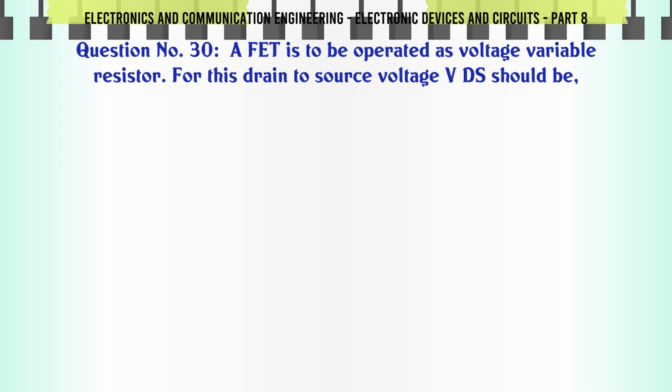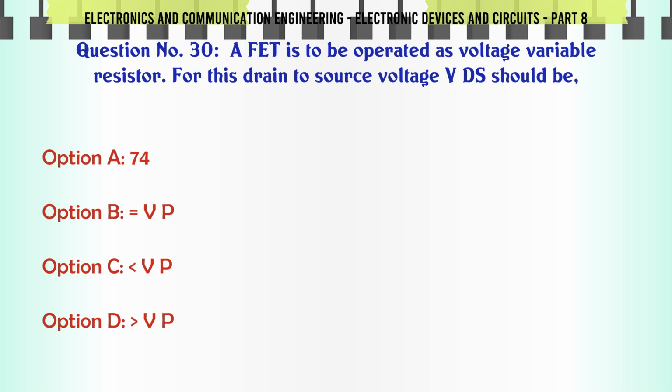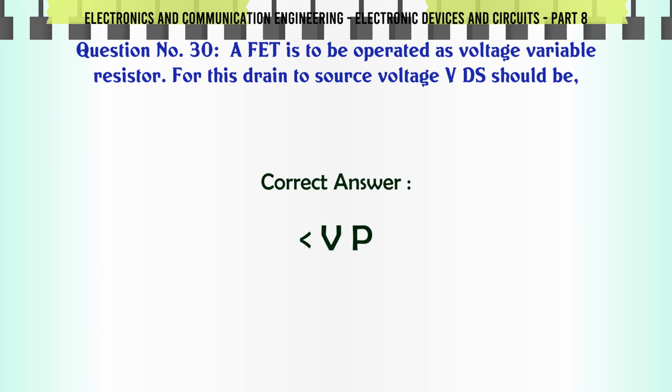A FET is to be operated as voltage variable resistor. For this, drain to source voltage VDS should be A. 7.4, B. VP, C. VP, D. VP. The correct answer is VP.